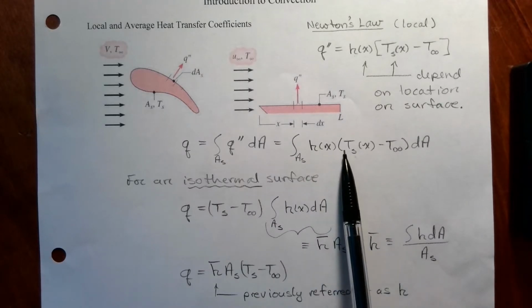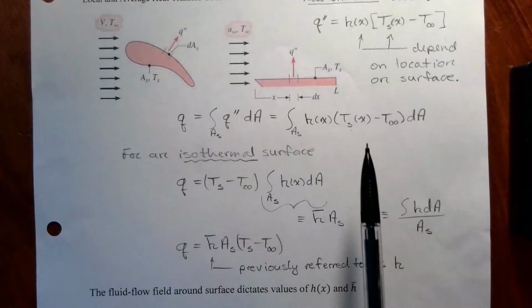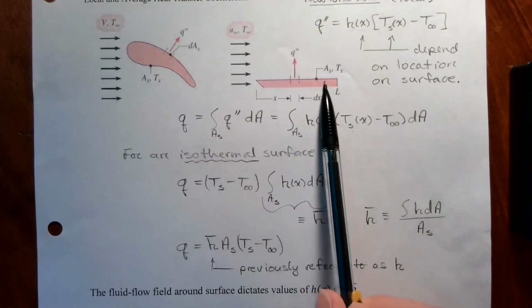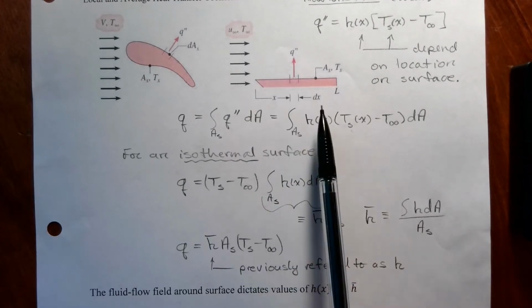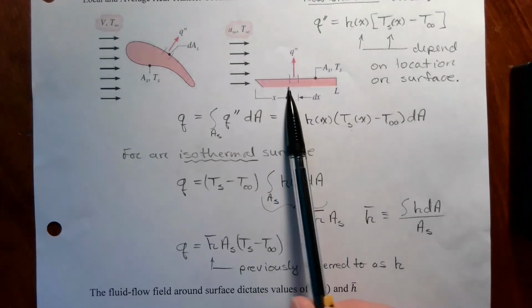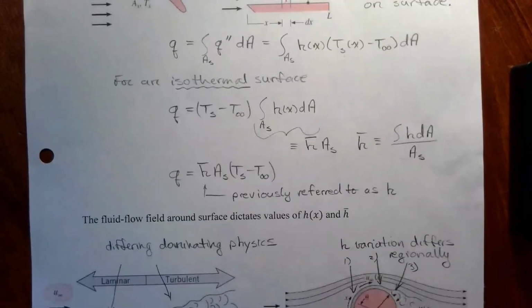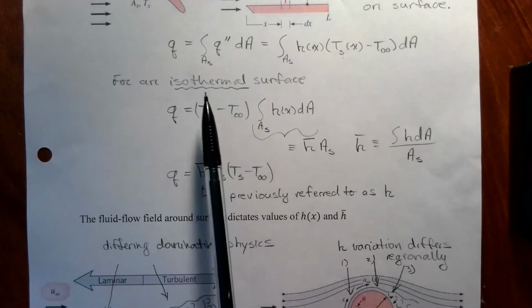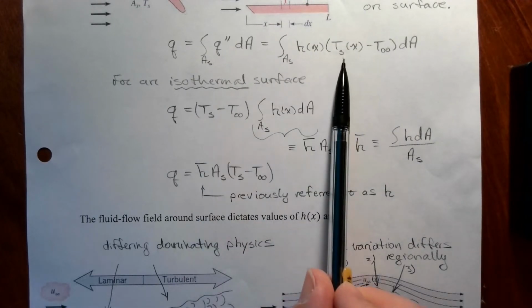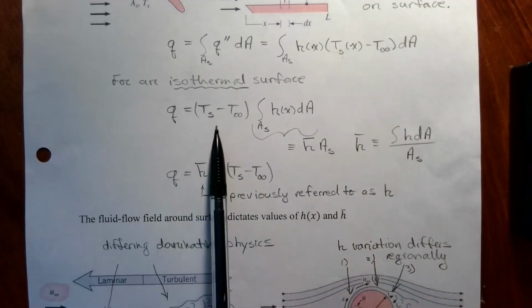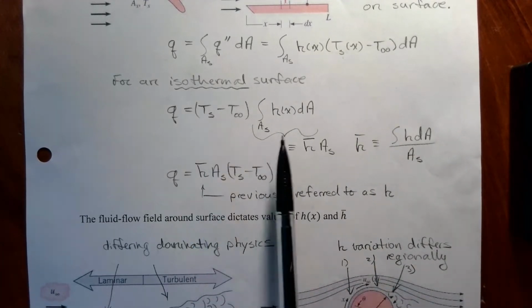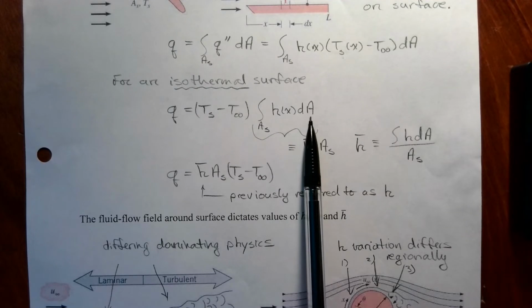If we have an isothermal surface, for example, maybe this is metal or a highly conductive material, heat transfer laterally has very little resistance compared to normal to the surface, so we can expect it to be isothermal. Very often that is the case. So if it's isothermal, then Ts minus T ambient is a constant and can come outside the integration. So we're left with the integral of H dA.